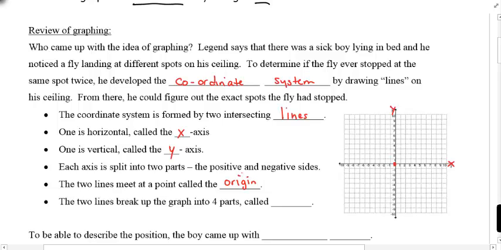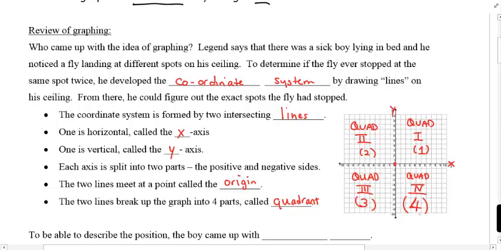The two lines break up the graph into four regions called quadrants. Let me show you which one is quadrant number 1. It's actually over here, and I'll use Roman numerals. So that's I. Quadrant number 2 is over here. If you don't like Roman numerals, 1, 2. Quadrant 3 is down here, and quadrant 4, Roman numeral IV, is number 4. Quad means four different areas.